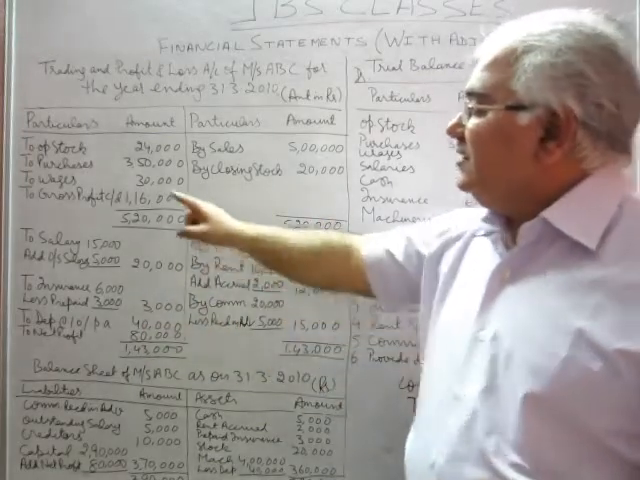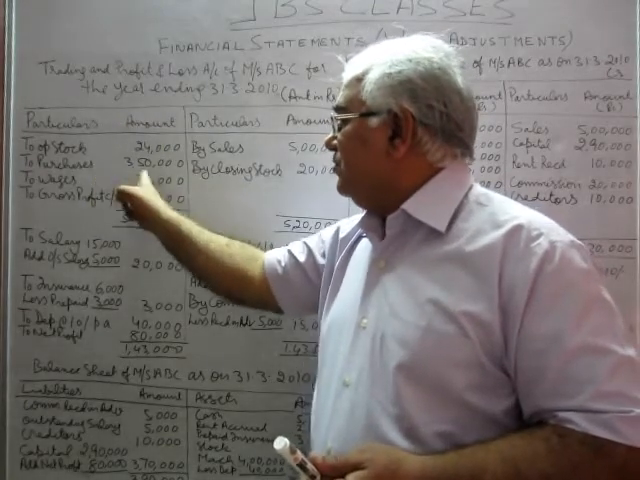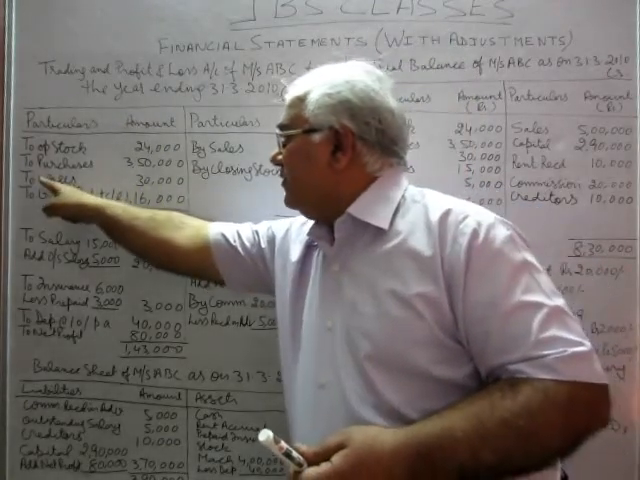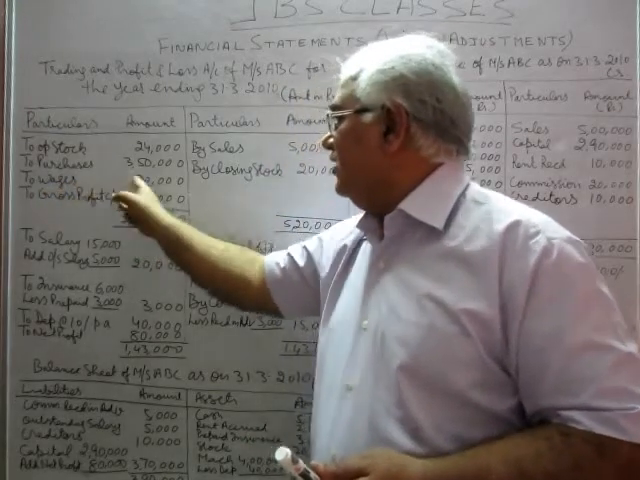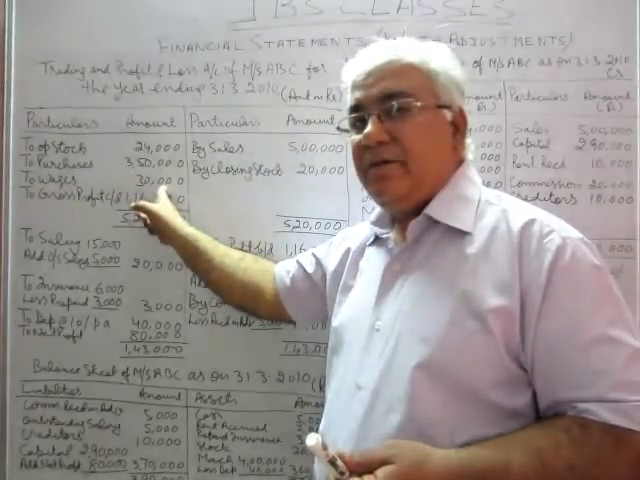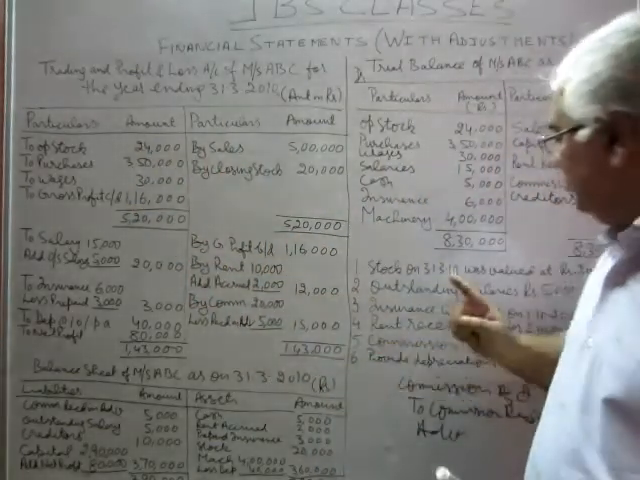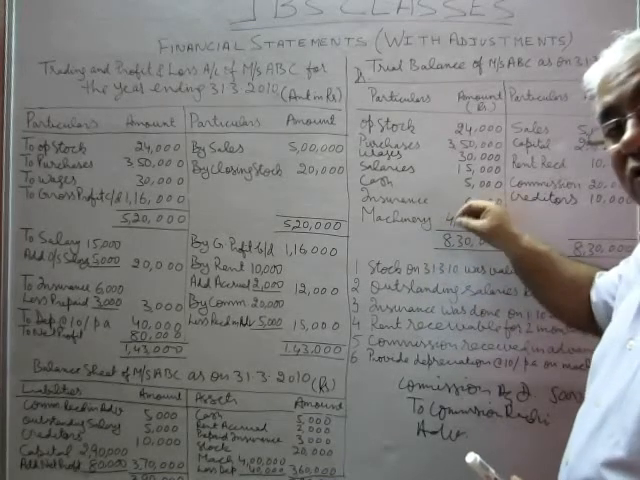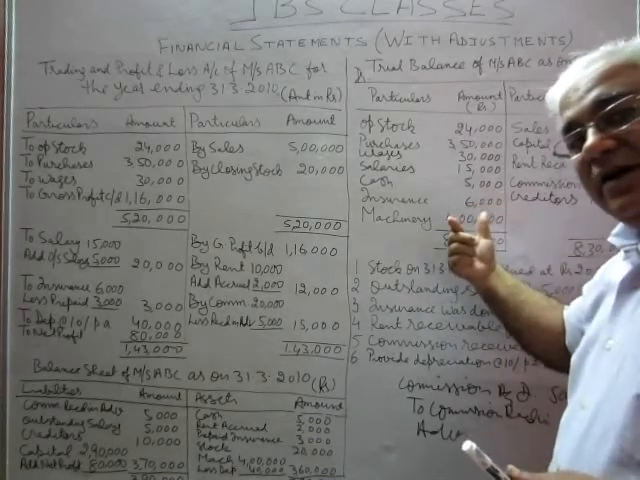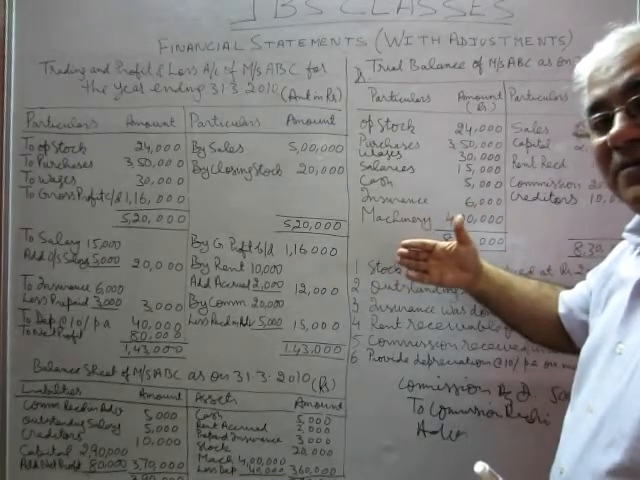Now with this, in the trading account, wages will be shown at rupees 20,000. You will reduce from here: less paid for installation of machinery, 10,000, and the net 20,000 will be shown here. And that 10,000 will be added to machinery. To this 4 lakh amount, 10,000 more will be added. So now, for example, in this case, it will become 460.